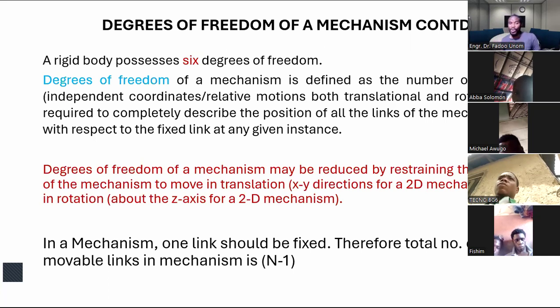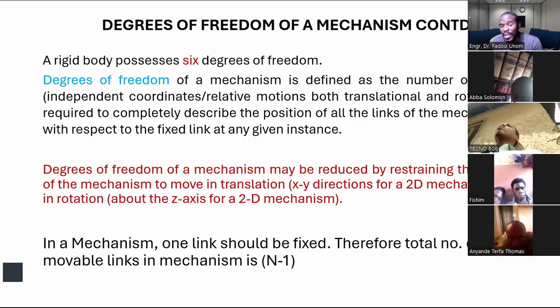Now, in a mechanism, we say one link should always be fixed, right? And so the total number of movable links in the mechanism is n minus 1, where n is the number of links. Now I've moved to n. We can as well use that as L. Remember, we were using L as the number of links before. So if you have a mechanism and there are L or n links in that mechanism, then we say that the total number of movable links, since it's a mechanism, one link must be fixed, right?